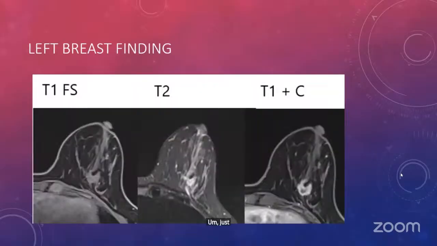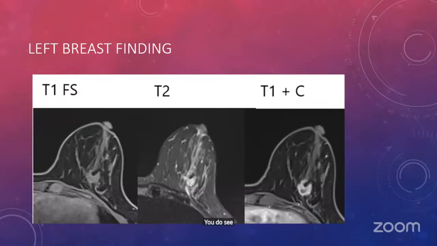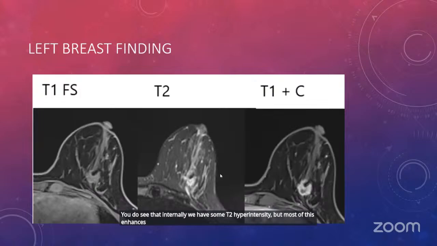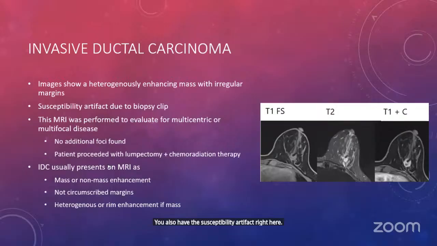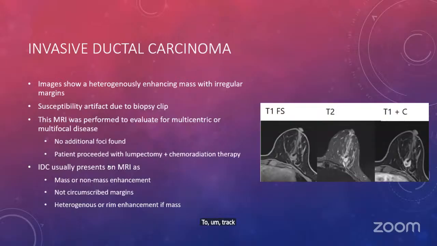Just moving on to the next case. The first few are going to be quick. This is a finding in the left breast. This is what it looks like on the T1 weighted pre-contrast fat sat images. You do see that internally we have some T2 hyperintensity, but most of this enhances on the T1 post-contrast. You also have the susceptibility artifact right here. So this case turned out to be an invasive ductal carcinoma. This was actually an MRI done on someone after a biopsy where we were looking at either an additional site of malignancy or we were looking to track the response after neoadjuvant therapy.